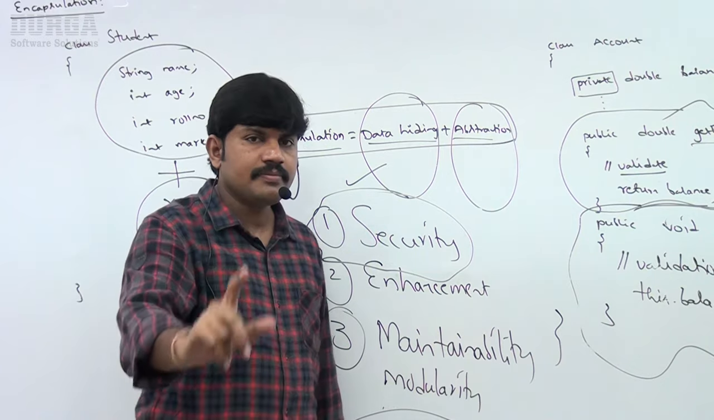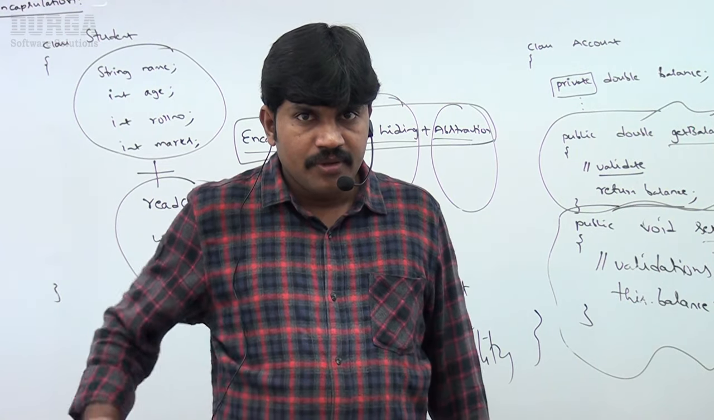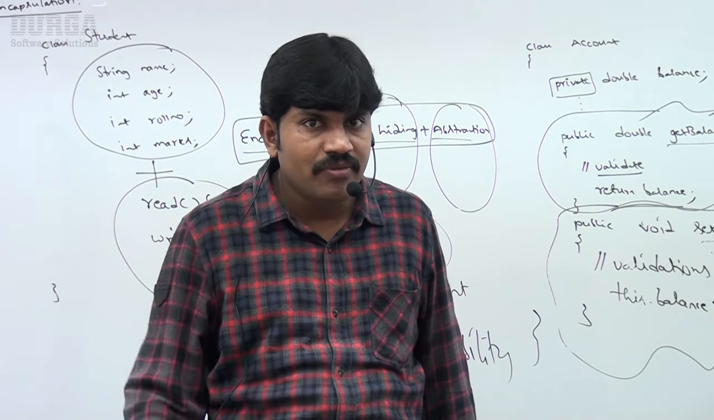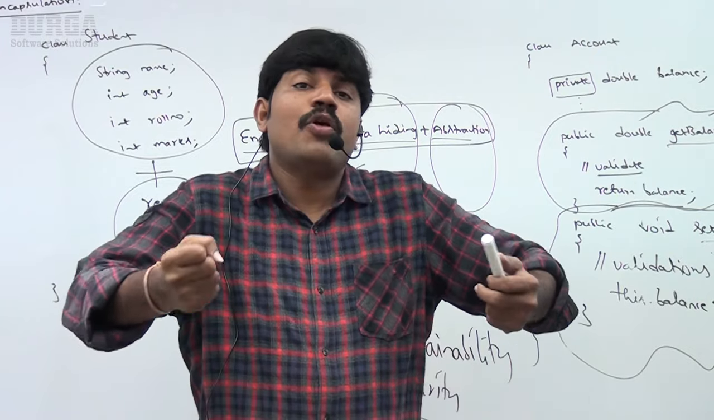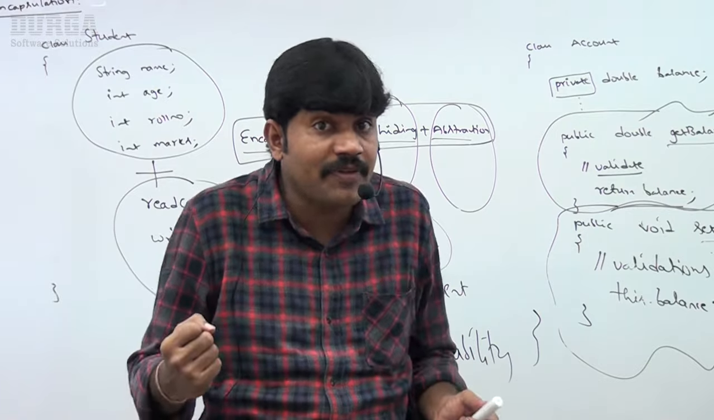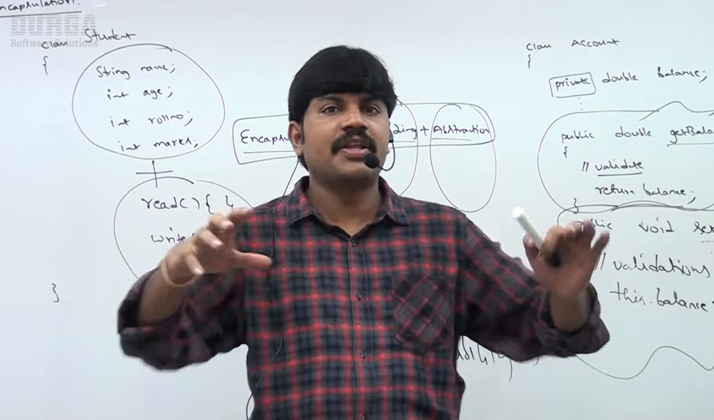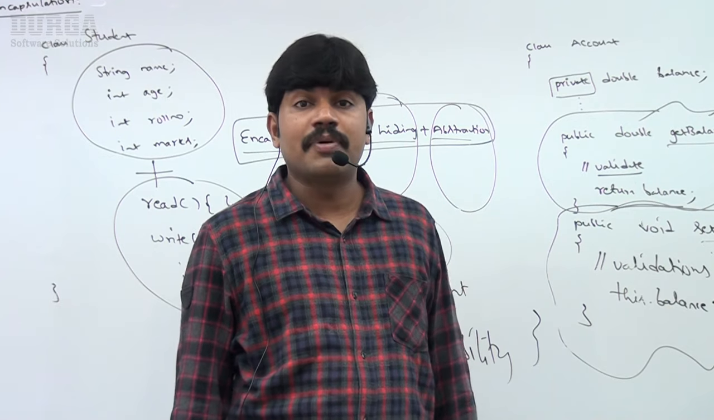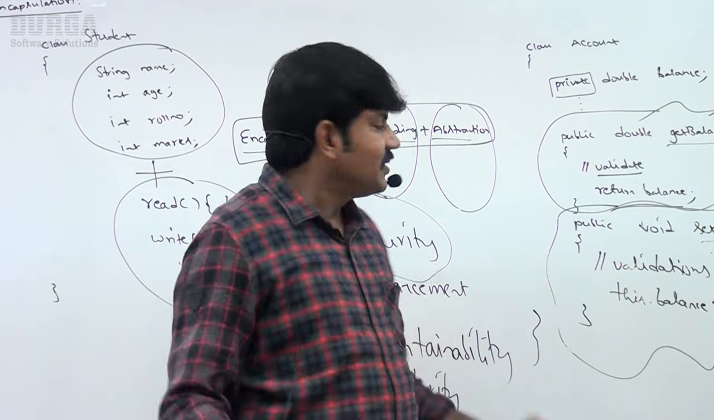Now there is one more small point. If you are getting something, it is a compulsory universal rule that we have to miss something. Are you getting? If you want to get something, you should miss something. What are we getting because of encapsulation? Security. But what are we going to miss because of encapsulation? Yes, we have to compromise.